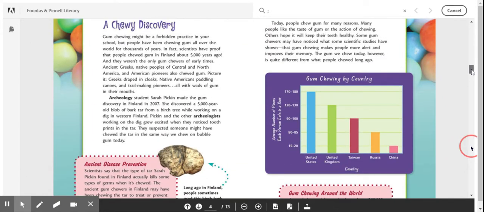There is the use of, here it is, the use of a colon. So in this sentence right here, it says, picture it: Greeks draped in cloaks, Native Americans paddling canoes, and trail-making pioneers, all with wads of gum in their mouths. So we've got the use of a colon right here. A child, honestly, is probably not even going to notice that as they're reading it. Same with the ellipsis down here. The ellipses we've seen in other levels can come in, that's actually more common than the colon.